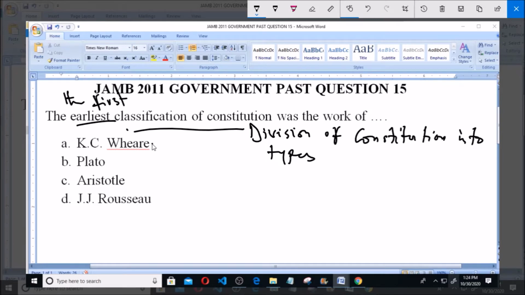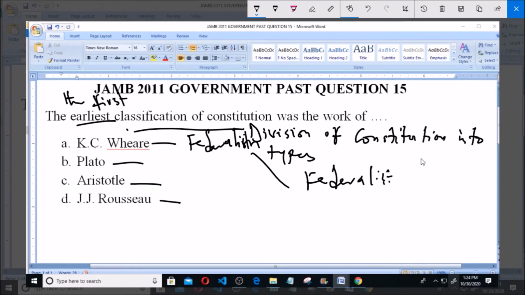A. K.C. Wheare, B. Plato, C. Aristotle, D. J.J. Rousseau. K.C. Wheare is a specialist in federalism. Federalism. Yes, go and read this: The Federalist Papers. So it's not A. Then Plato, who was the mentor of Aristotle, did not classify constitution.